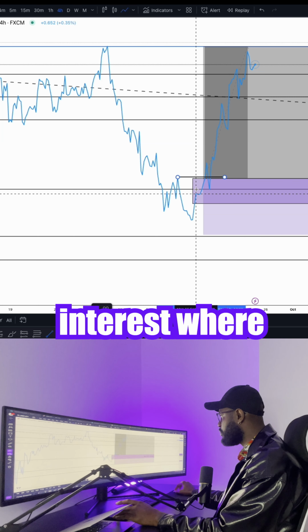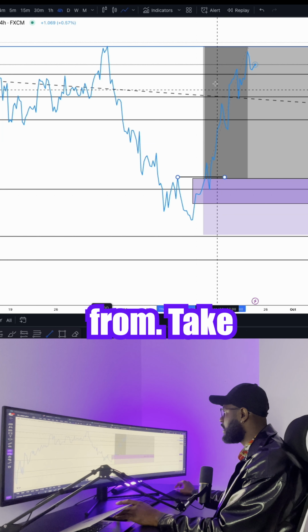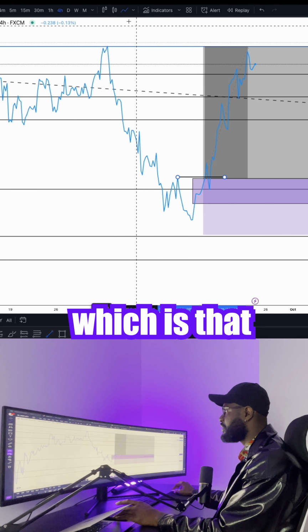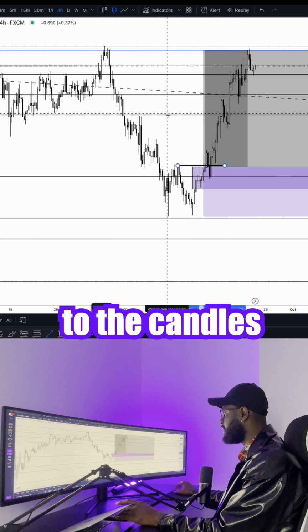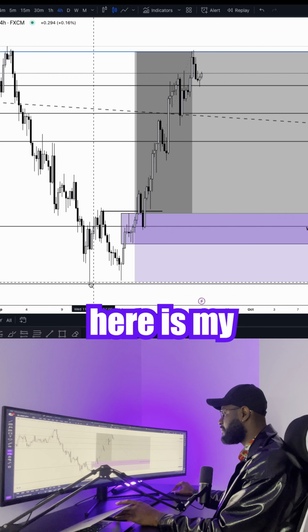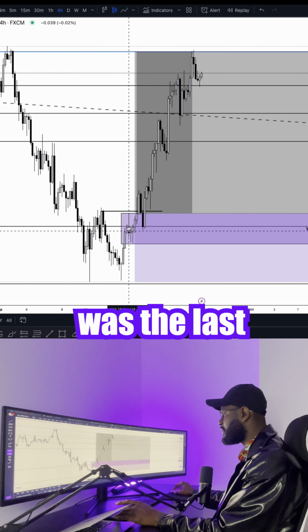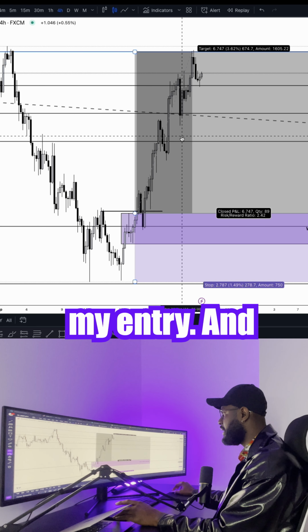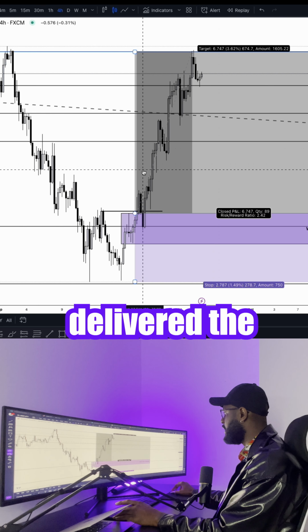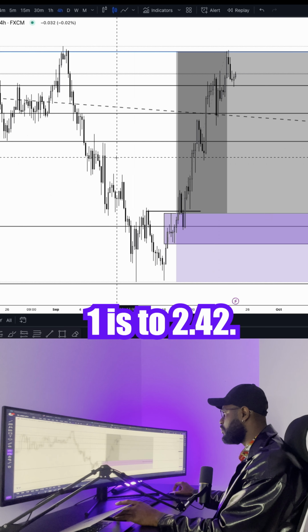That is my point of interest where I'm going to be buying from. Take profit is going to be the draw on liquidity on the daily time frame, which is that inefficiency. We'll go back to the candles. And as you can see on the candles, right here is my stop loss. This was the last down close candle. That's my entry. And then right here, take profit. So this is the first entry, delivering 1:2.42.